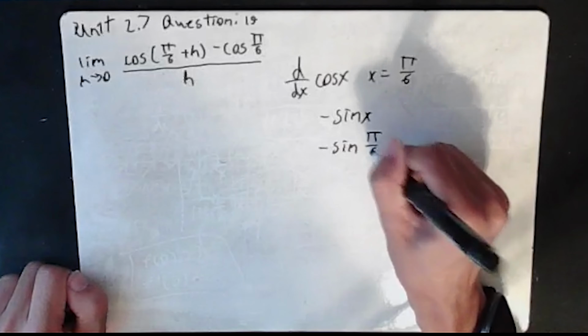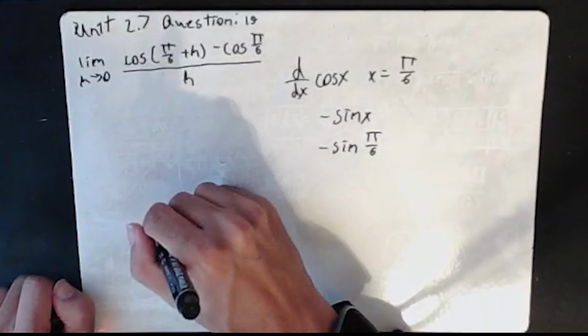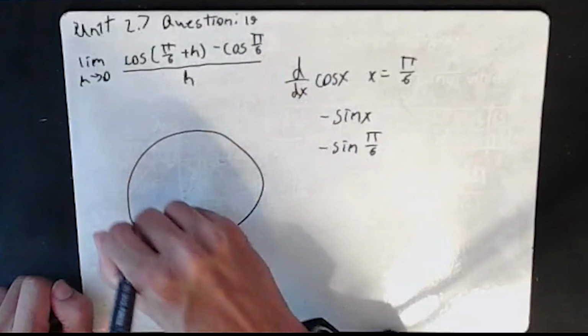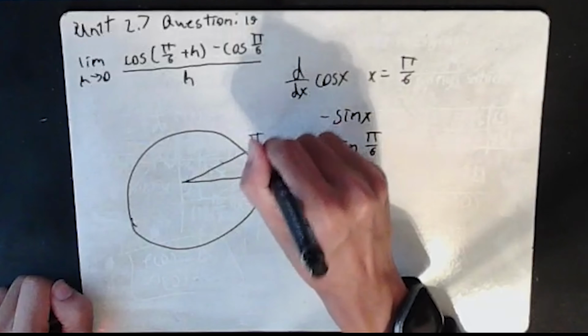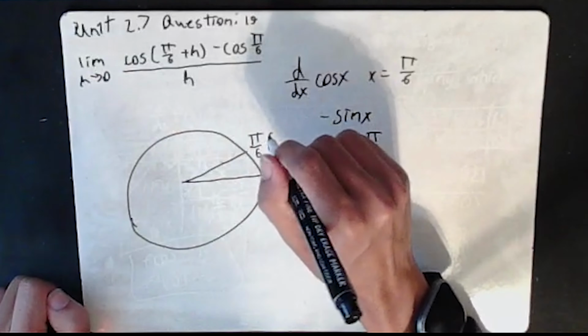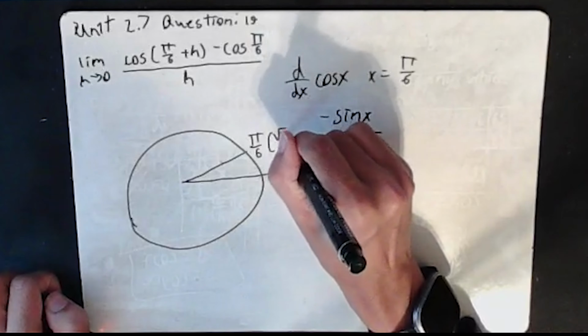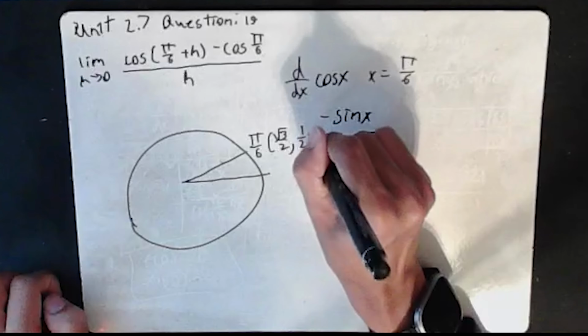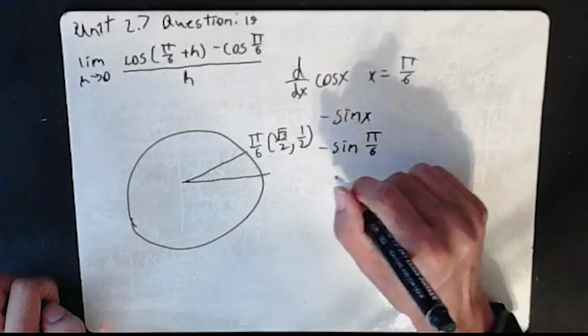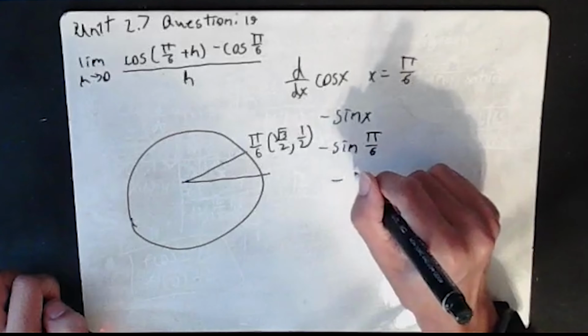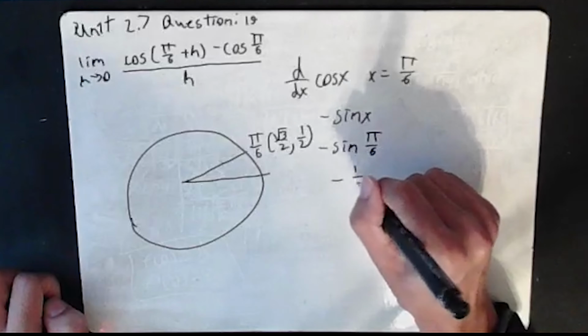So now, to calculate sine of pi over 6, we're going to use our unit circle. So I'm just going to draw it right here. At pi over 6, our coordinates are root 3 over 2, comma, 1/2. And our sine value is always our y value, so the sine of pi over 6 is 1/2. So our final answer is negative 1/2.